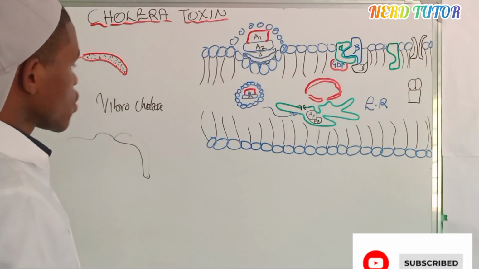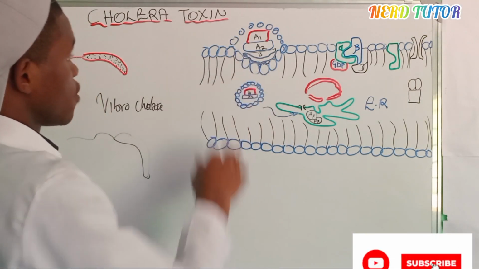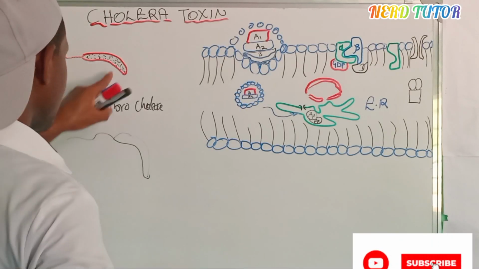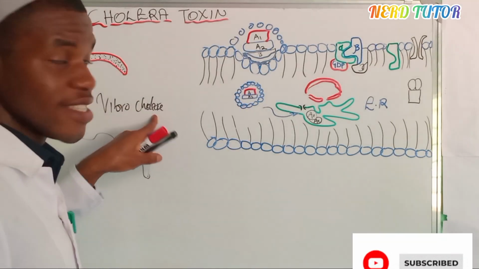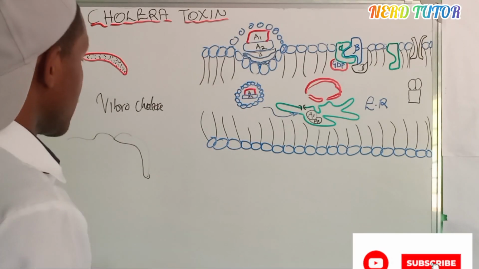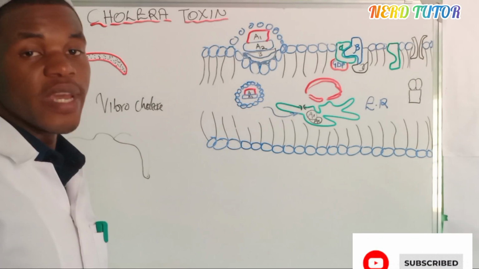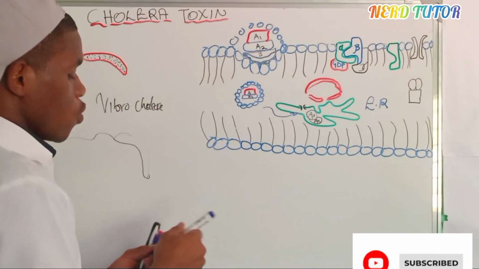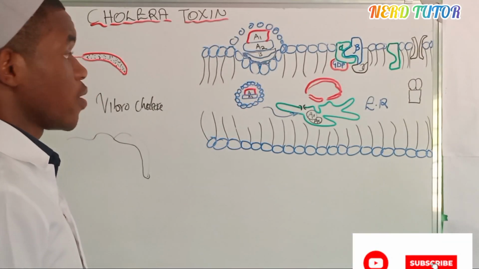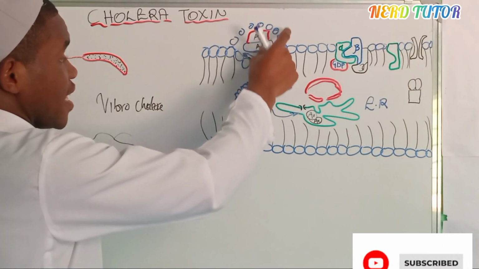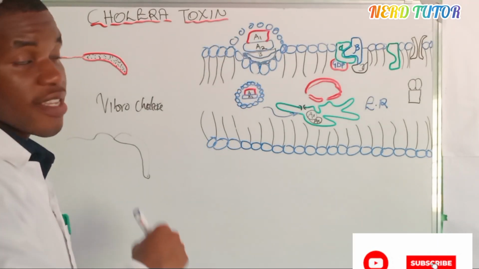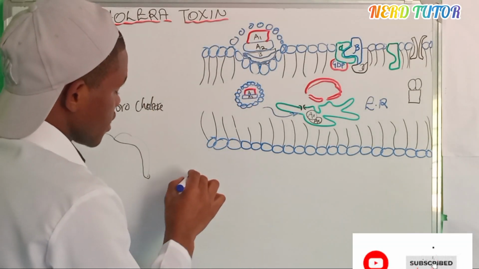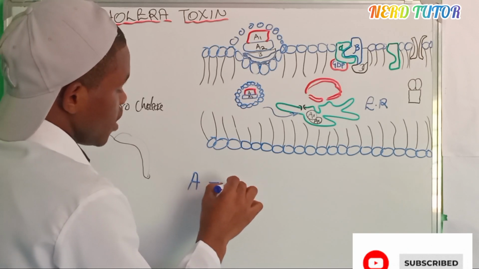Now here we want to talk about the mode of action. Let us take it that the Vibrio cholera secretes a toxin. That toxin has what we call domains. It has an A domain and a B domain, or subunits. When I say domain, I'm just talking about the area. So it has the A subunit and the B subunit.